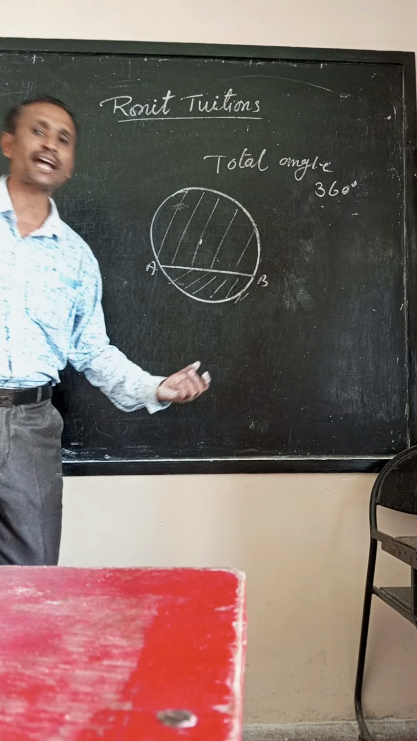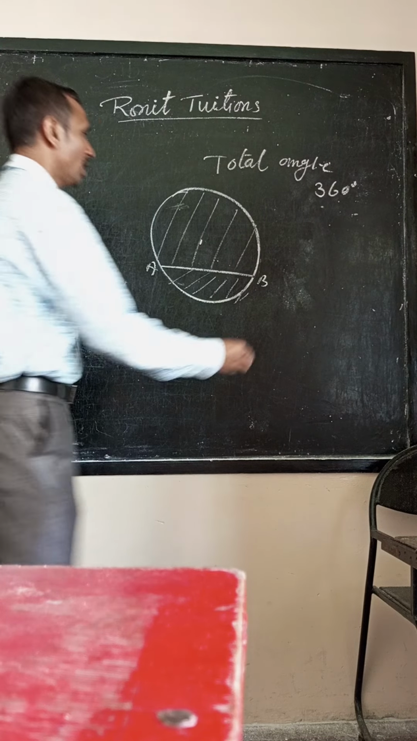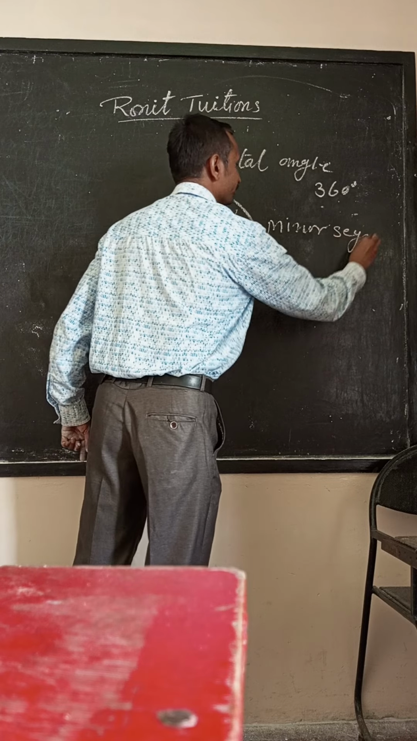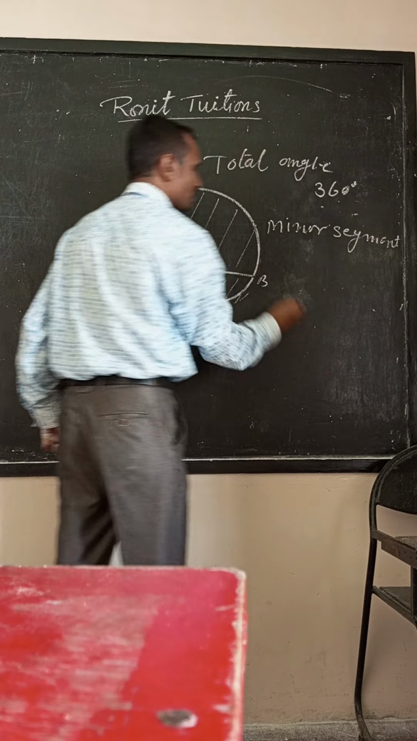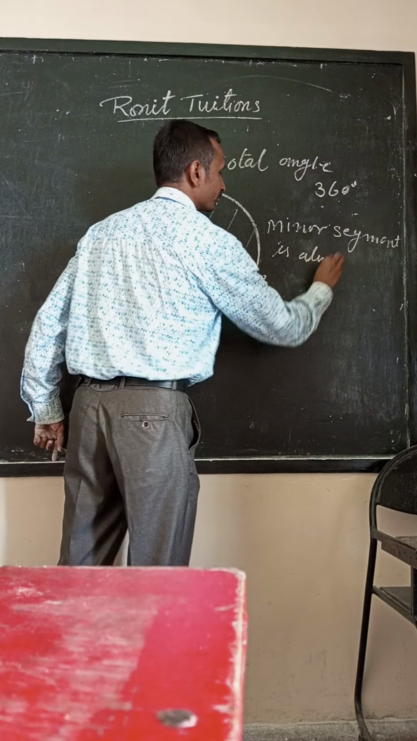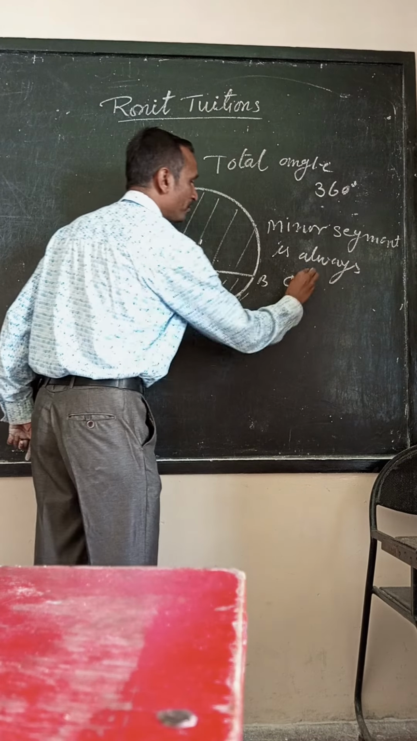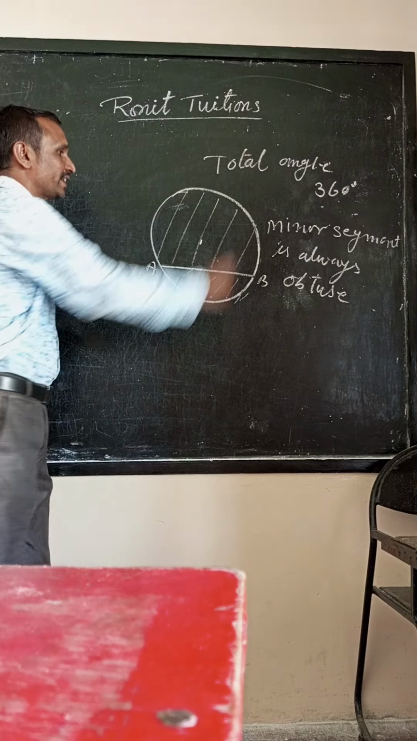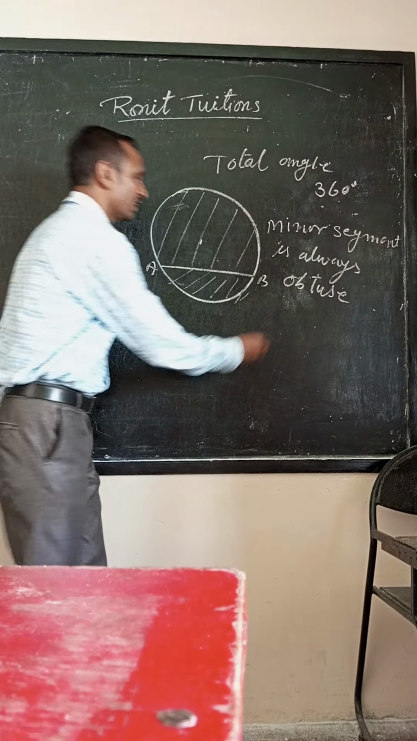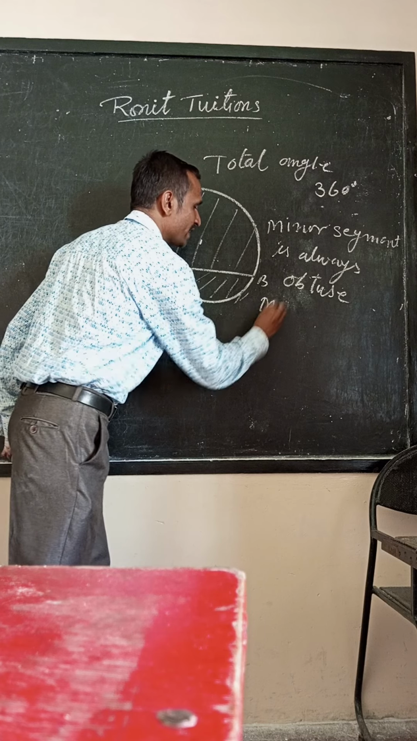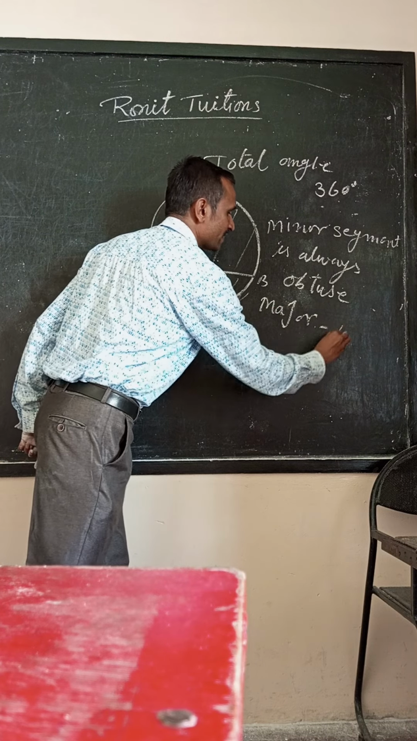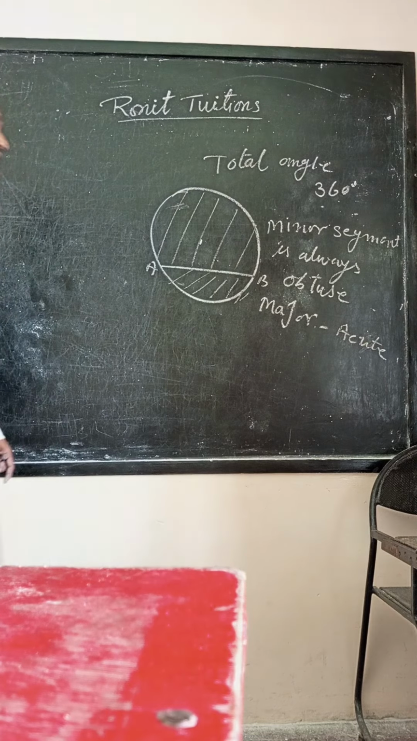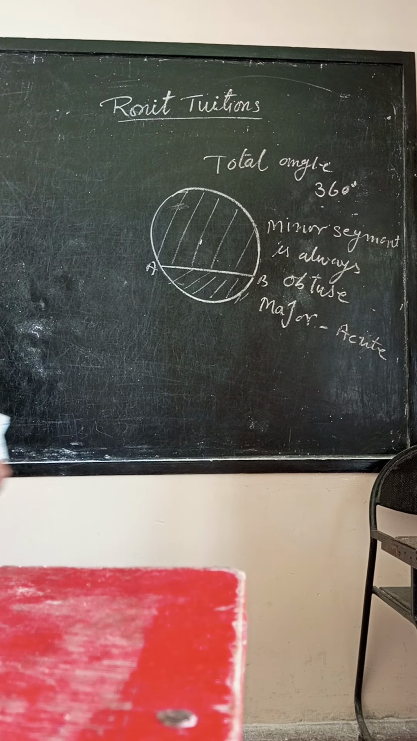The minor segment angle is always an obtuse angle. On the major segment, the angle is always an acute angle. Major is always acute.